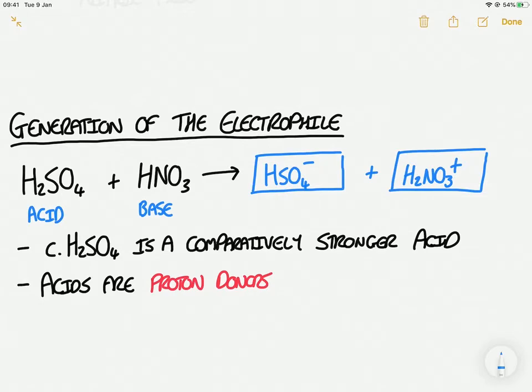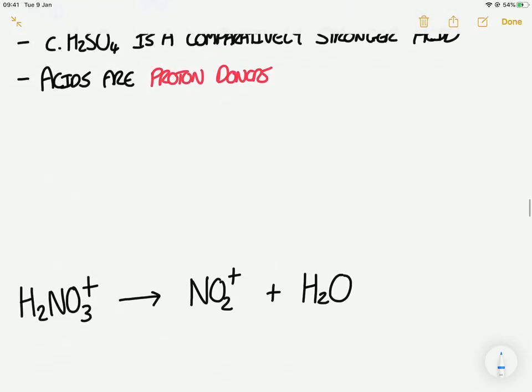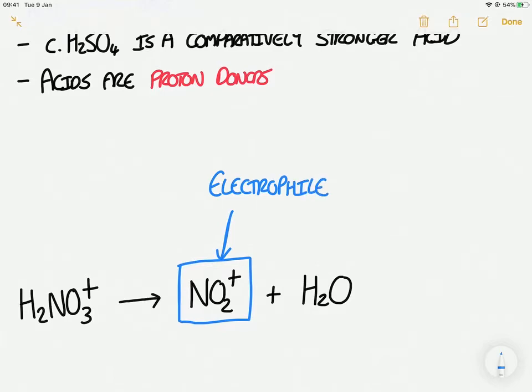So we still haven't technically generated our electrophile. Let's have a look at what happens to that protonated nitric acid, that H2NO3+. We can consider that to spontaneously decompose into NO2+ and H2O. This is the most important bit. This thing is our electrophile, and it's what's going to appear in the mechanisms. It's called a nitronium ion.